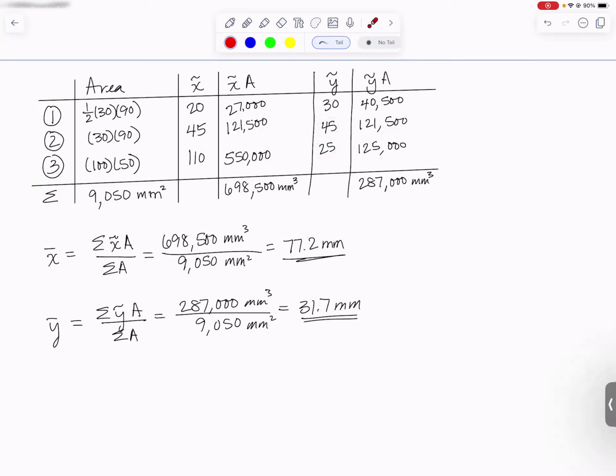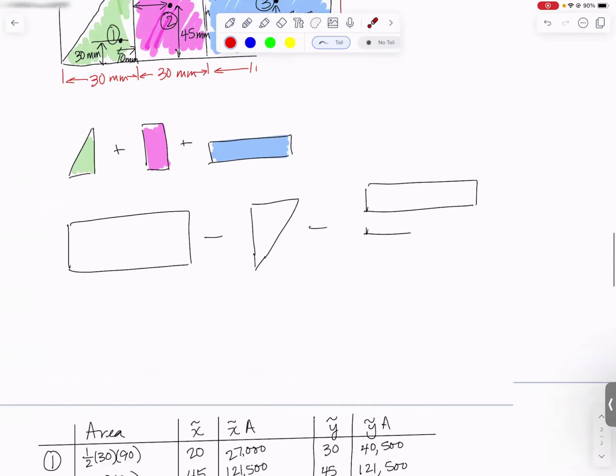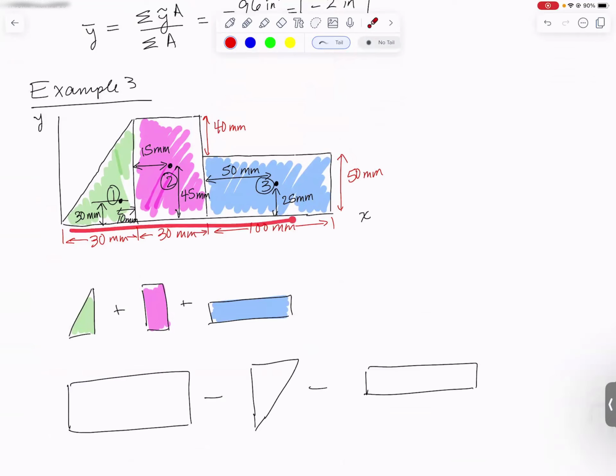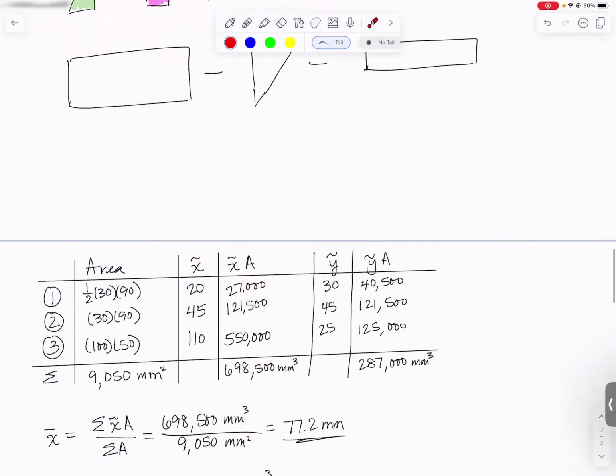Again, I want to make sure that it is in between my lowest 25 and my biggest 45, and it is. And 31 seems to make sense given this picture. Most of the area is down closer to the x-axis. So even though the shape gets as high as 90 millimeters, we're expecting our centroid to be somewhere down here where most of the mass is.